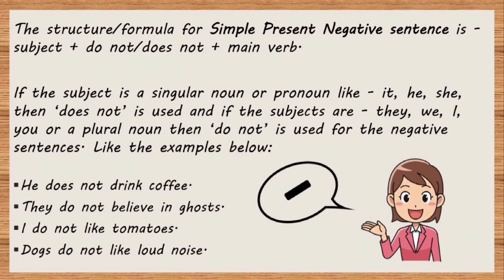The structure or formula for simple present negative sentence is subject plus do not or does not plus main verb. If the subject is a singular noun or pronoun like it, he, she, only then does not is used, and if the subjects are they, we, I, you, or a plural noun, then do not is used for the negative sentences, like the examples. He does not drink coffee. They do not believe in ghosts. I do not like tomatoes. Dogs do not like loud noise.